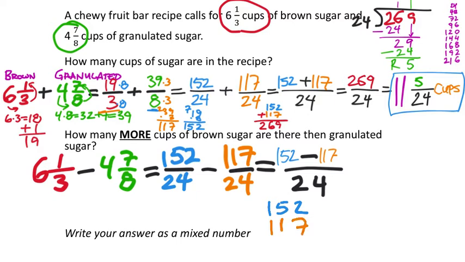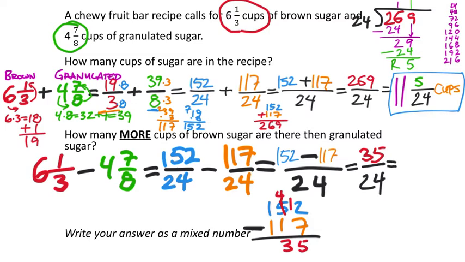Let's see what we get from that. Minus. Let's see, 2 minus 7, we'll have to borrow from the 5 to make that 12. 12 minus 7 is 5. 4 minus 1 is 3, and then 1 minus 1 is, well, 0. So this ends up being 35/24. Well, 35 is divisible by 5 and 7. 24 is not divisible by either one of those. So it looks like we're just going to need to change this into a mixed number.